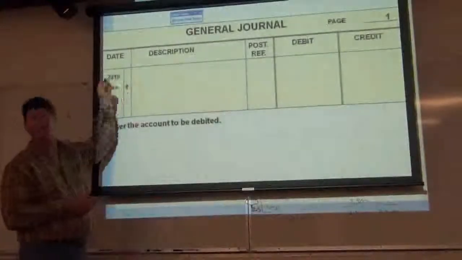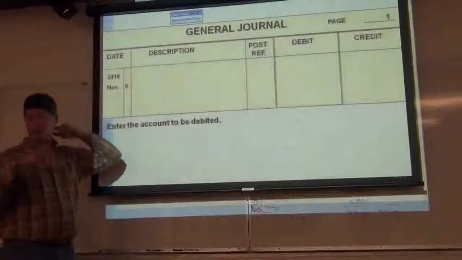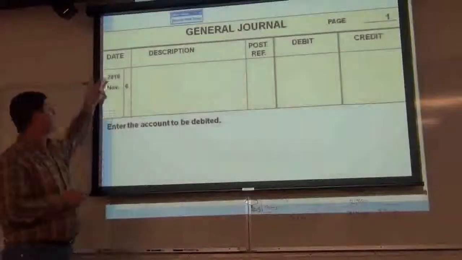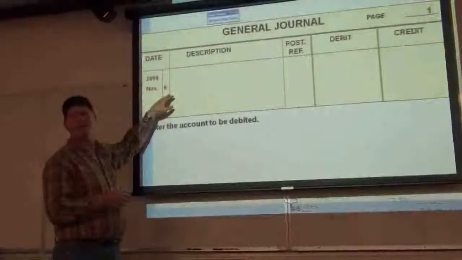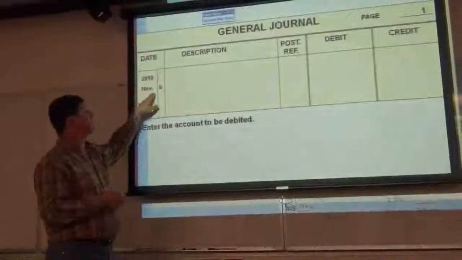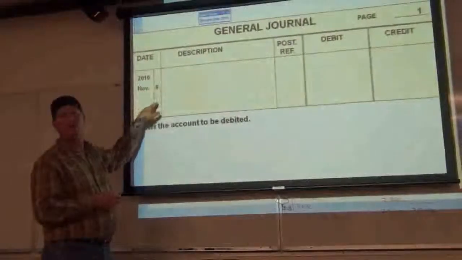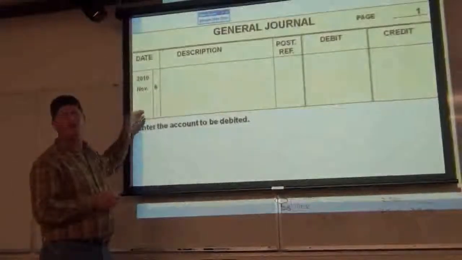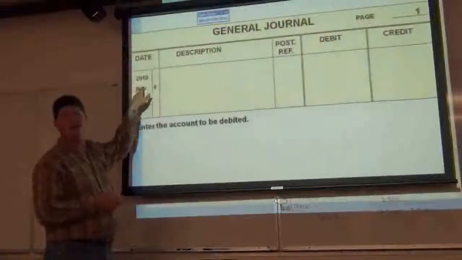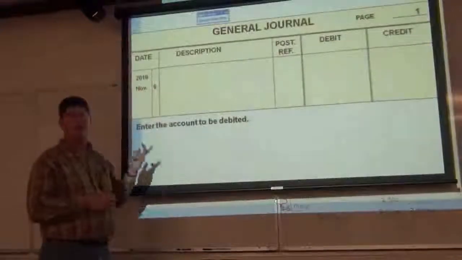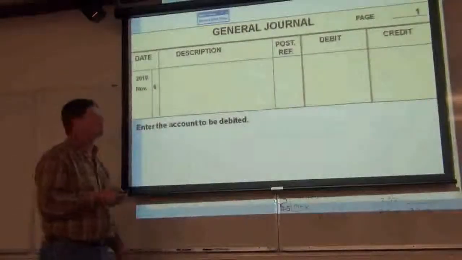And you always start with the date. Now, there's some shortcuts you can take here. The first one on a page, you've got to enter the year, the month, and the day. The second one, if it's still in November, I can just enter the date. When the month changes, you put December 1. When you go to the next page, you've got to get the year and the month up there again. Okay? So there's some shortcuts that can be had here.